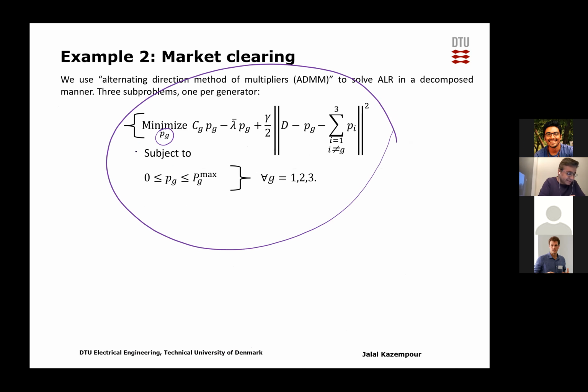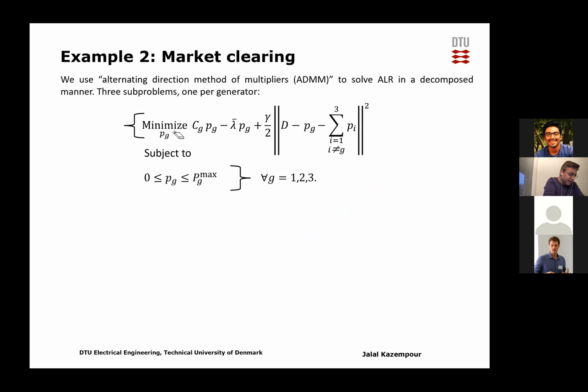So PG is the local variable of generator G. That's the, let's say, production cost. If CG is really marginal cost, then this is the revenue, and we have a penalty, right? So the objective function is not profit. Just the first 2 terms refer to the profit. So it's a profit plus a penalty. Let's look at this penalty.